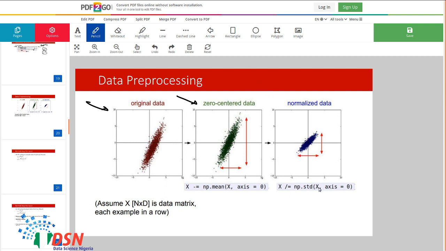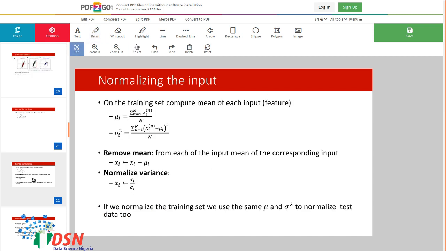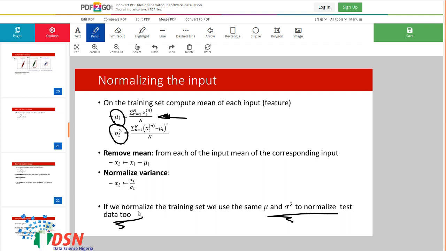And by dividing the data by the standard deviation, you could have the same variance in each direction, which is also good. So to normalize the data, maybe this is the most common transformation: calculate the mean of your data and the variance of your data, then remove the mean from your data and normalize the variance. Also note that when you have the test data, you should use the mean and the variance of your training data to normalize your test data.